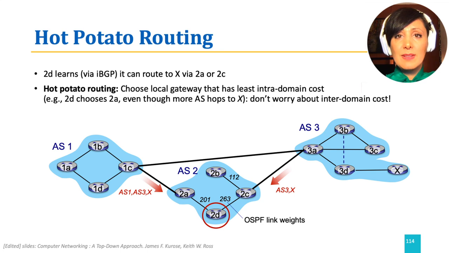For example, in this figure, router 2D learns via IBGP that it can route to external destination X using either of 2A or 2C. If it chooses the local gateway that has the least intra-domain cost, it will pick 2A, because the cost of the link to 2A is 201, which is less than 263 to 2C. This is called hot potato routing. Note that this has resulted in a longer AS path.